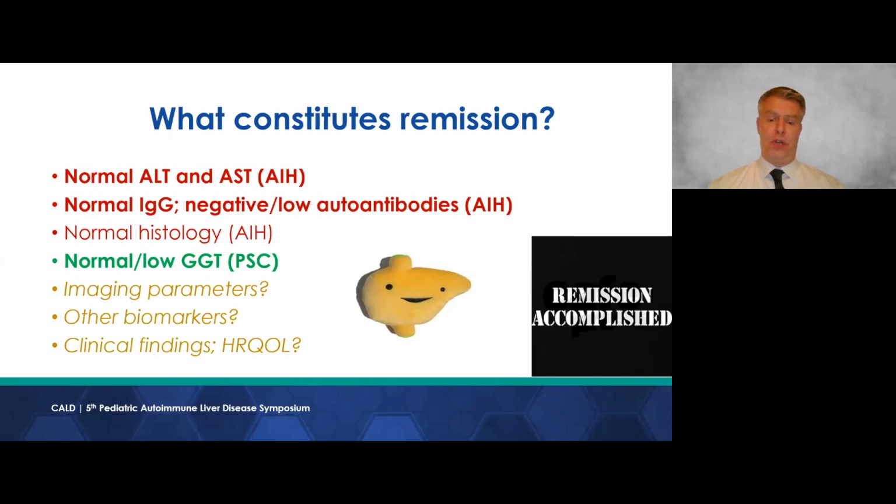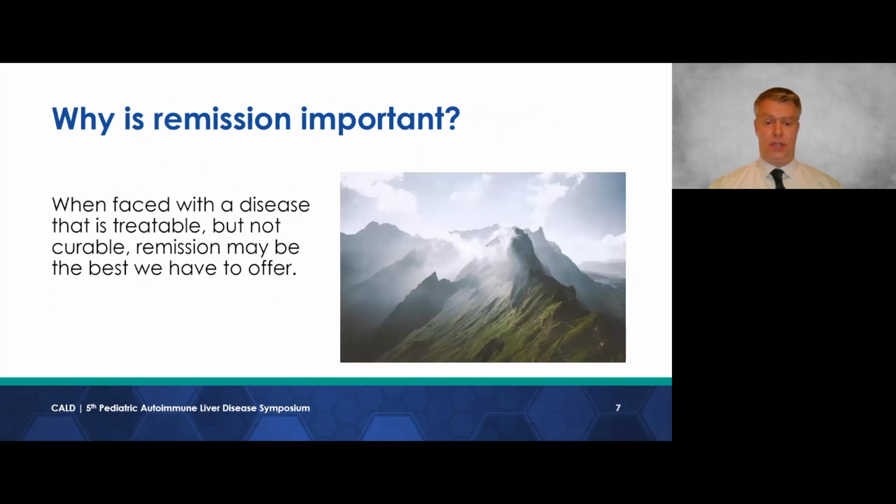What defines remission? If we look at the literature for autoimmune hepatitis, it is usually something like normal transaminases, normal immunoglobulin G, negative or very low autoantibodies. And for PSC, the GGT has become a central part of our concept of remission. And there may be other factors that might one day become part of the definition: imaging parameters, other biomarkers, and then why not certain clinical features or health-related quality of life. But for this talk, we will base the definition of remission on blood test results.